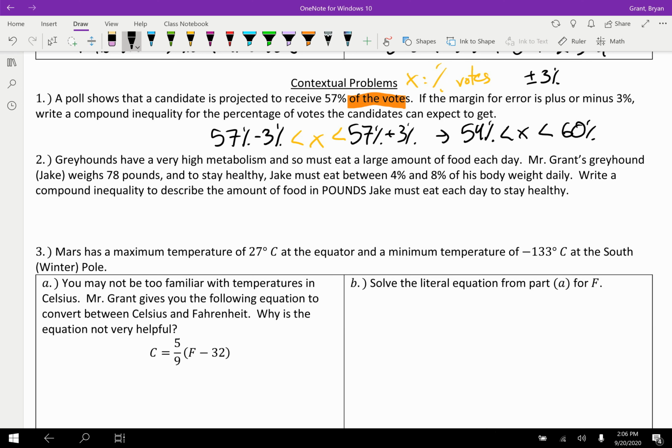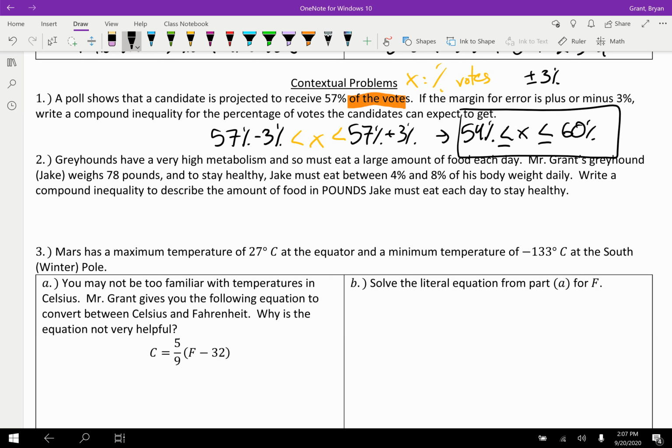Now, I bet logically you could have seen this. You're like, plus minus 3, well, that's 3 higher than 57, 3 lower, x is between that. Yes, you're right. What about the equal to? Well, because you can receive exactly this, and they said 3% higher, I think we can put equal to's under both of them. You can have equal to 60% or smaller, and equal to 54% and larger. And that's it. Easy peasy.